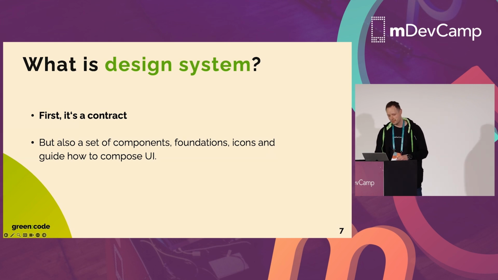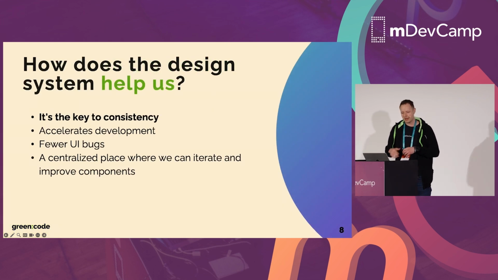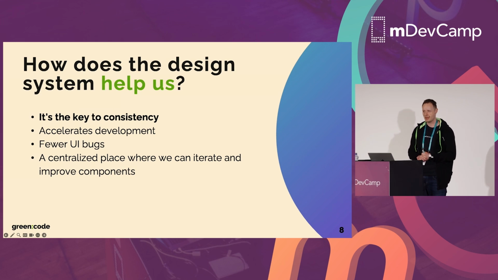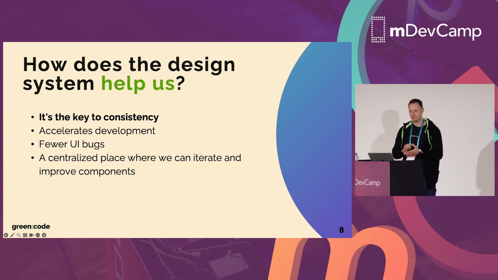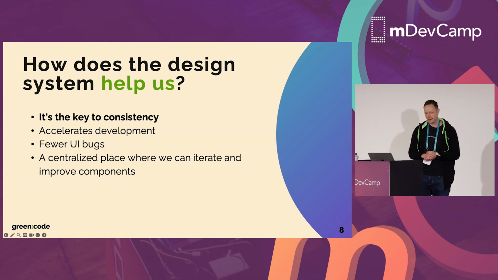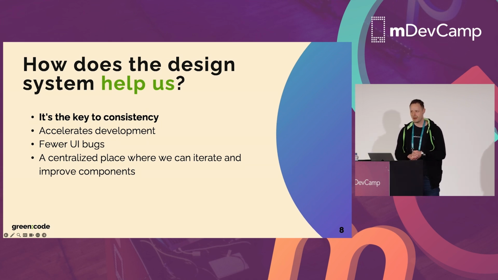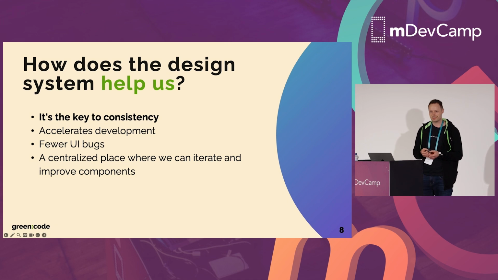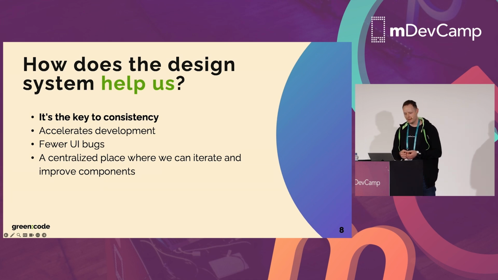Let's continue with big picture. How does the design system help us? It's the key to consistency. This is probably the most important point here. Without consistency, our users are confused, sometimes lost. They don't know what to expect from our app.